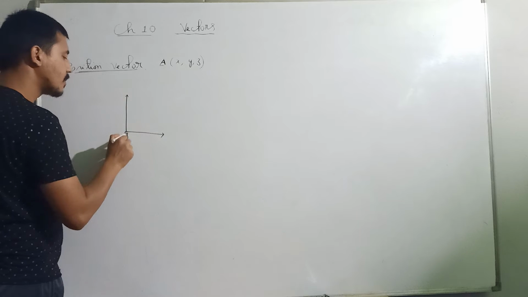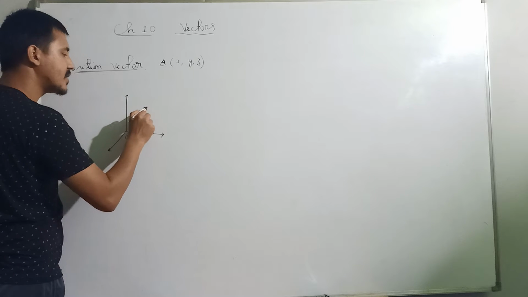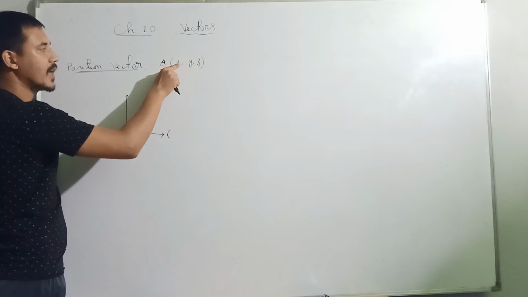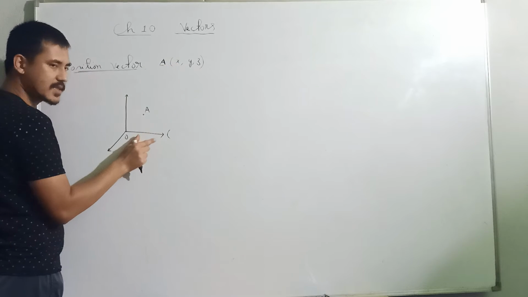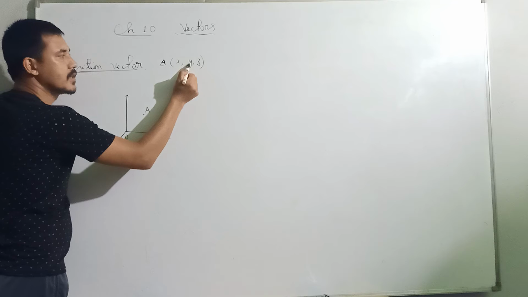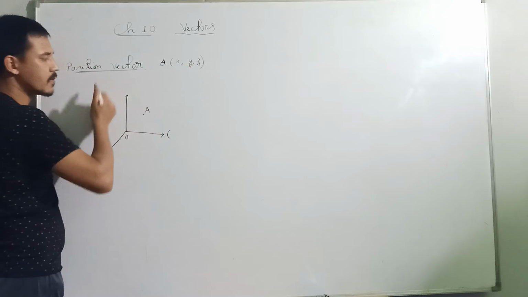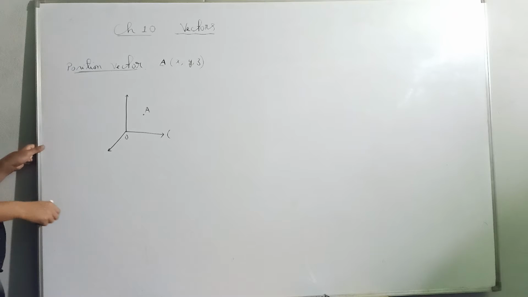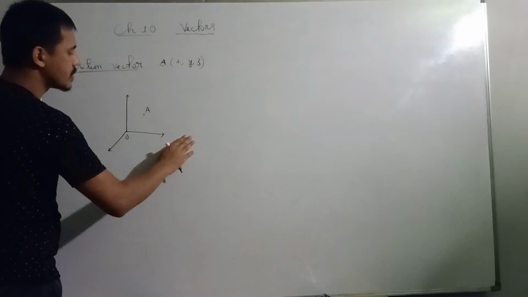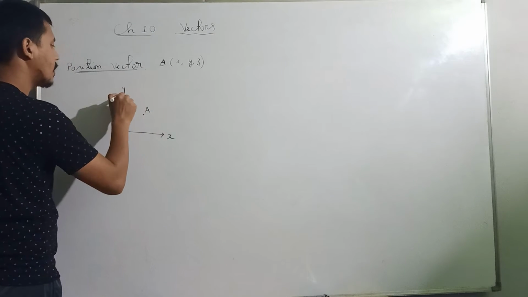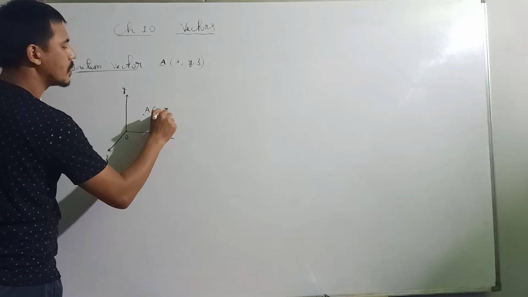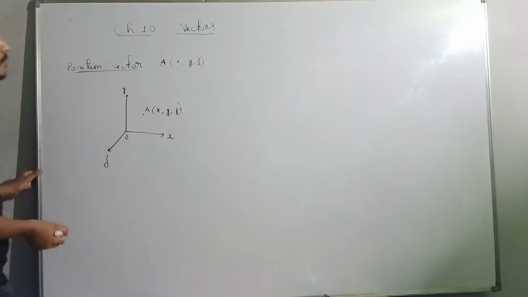So that means point A is in space, right? That means A is at x distance from the x-axis, at a distance of y units from the y-axis, and at a distance of z units from the z-axis. So these are your x-axis, y-axis and z-axis. This is your origin, and this is your point A with coordinates x, y, z.